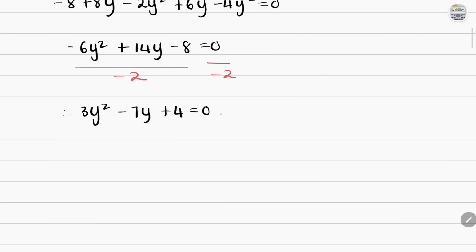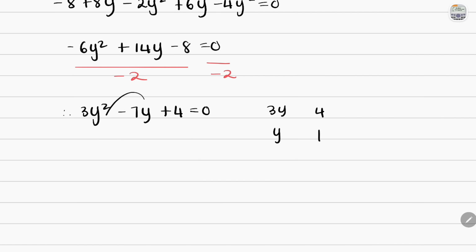Okay, so to factorize this, you can see that this is the case where you already have a coefficient that is not 1. So I'm going to use the cross method here just because I feel like it's quicker. So we take the first term and we find out what the factors of the first term are. So 3y times y, that's what gives you 3y squared. And then we need the factors of 4. That would be, let's say 4 and 1, or you can also just say 2 and 2. But let's try 4 and 1 first.